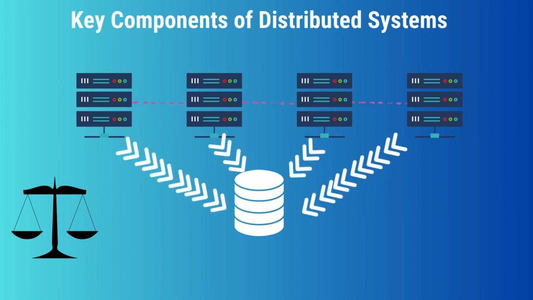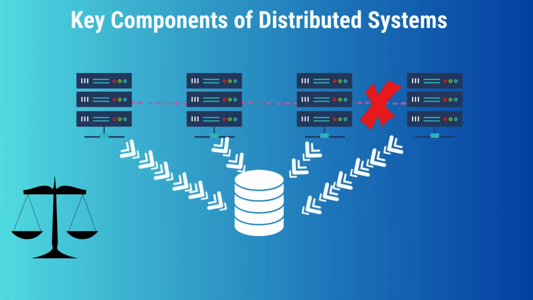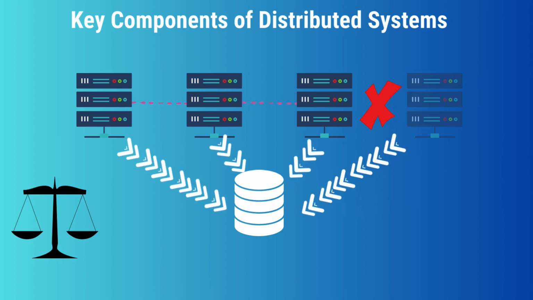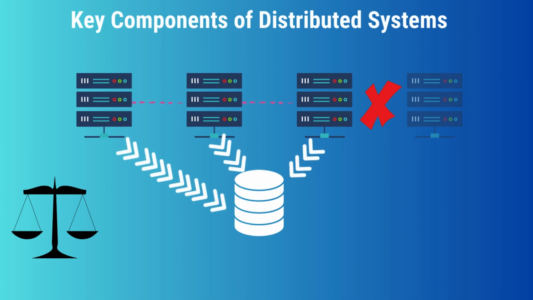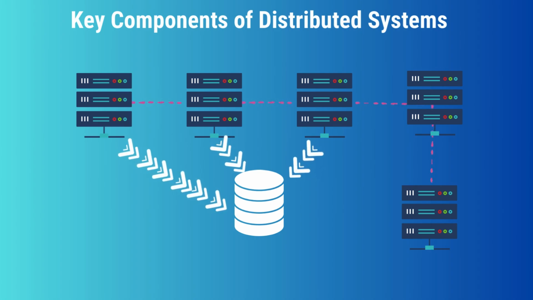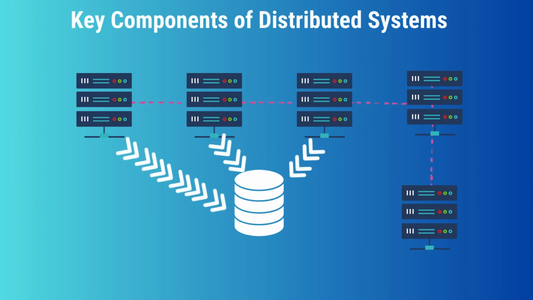Next is fault tolerance. This means the system can continue operating even if one or more nodes fail. Fault tolerance is essential for maintaining reliability and availability, ensuring that users can access services without interruption. Lastly, we have scalability. This allows the system to grow by adding more nodes as demand increases. Scalability is crucial for adapting to changing loads and ensuring the system can handle more users over time. These components work together to ensure that distributed systems can handle various tasks effectively. By understanding these components, we can appreciate how distributed systems operate efficiently and reliably.